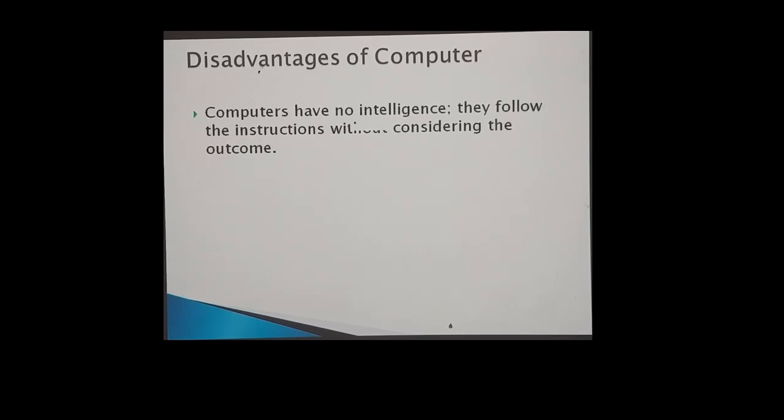Okay, the first disadvantage is that a computer has no intelligence. They follow instructions blindly without considering the outcomes. It means if the user gives correct input or correct data, the machine can do the correct operations on that. Why? Because human interruptions can generate errors. A computer is a machine, it can't generate any errors or bugs. A computer works on an instruction basis only.